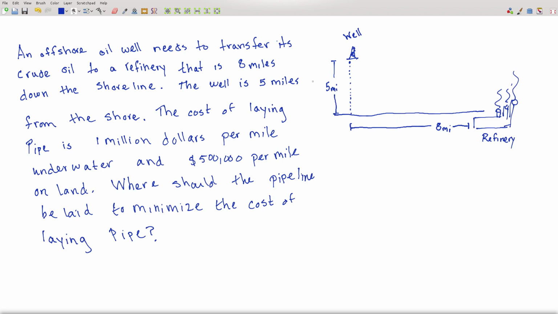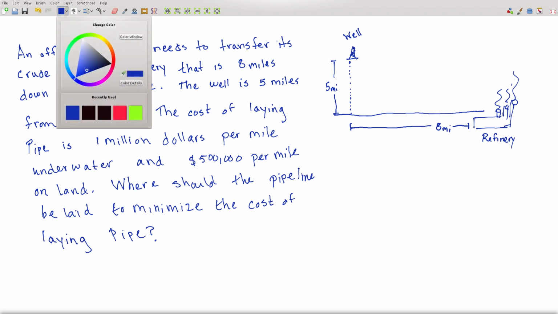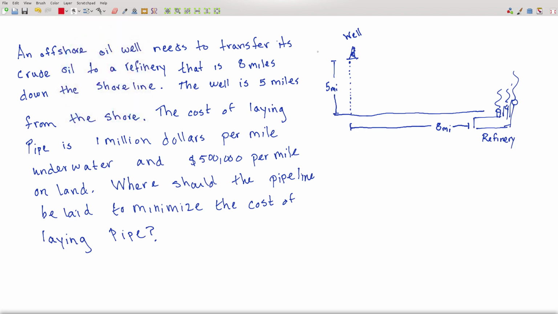Okay, I'm going to change colors here to draw in a possible path for the pipe. I'll make the pipe red. So I'm switching colors. I'm going to start here from the refinery, and we'll build pipe from the refinery going along the shore for a certain distance, maybe. Maybe from here over. From here over, we're drawing this pipe.